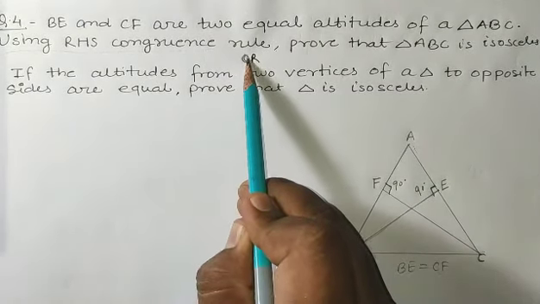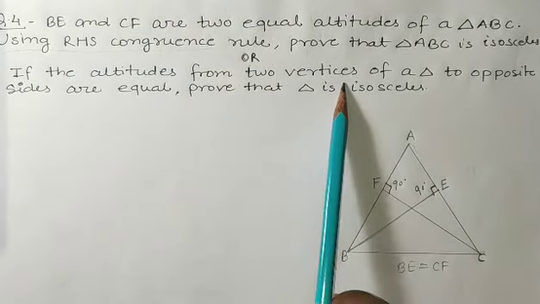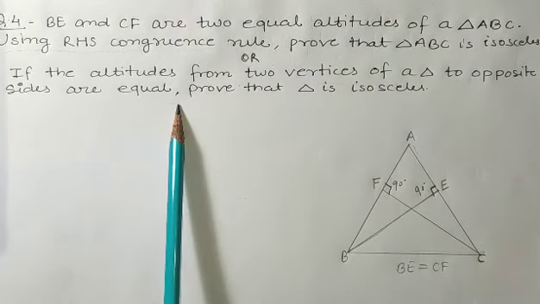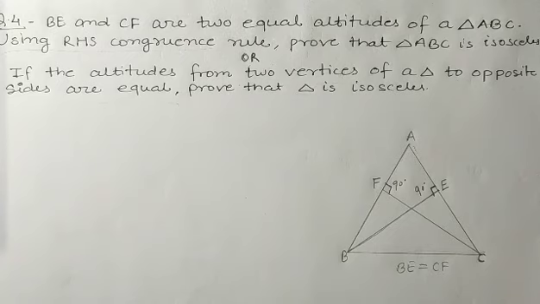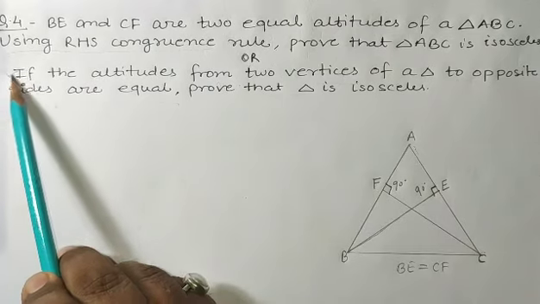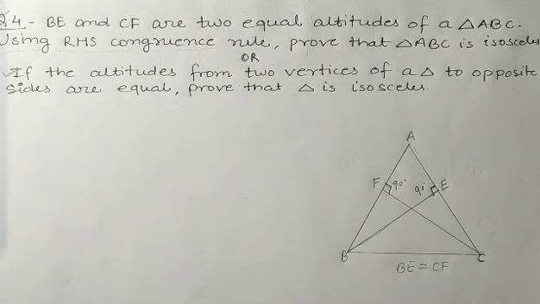Students, this question can also be asked like this: if the altitudes from two vertices of a triangle to the opposite sides are equal, then prove that the triangle is isosceles. Maybe the figure will be given or not. If the figure is not given, the question will be asked like this, and if the figure is given, then it will be asked like this. So you have to be ready for both types.